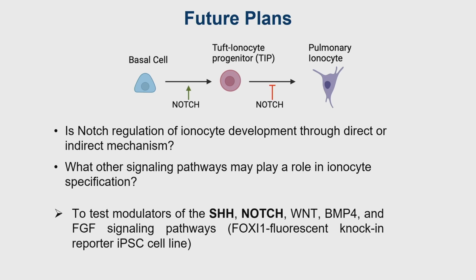And then also, is it sufficient by itself, right? If it's not direct, what other signaling pathways may be involved, and what combination of pathways could potentially yield the best results? To do this, we are planning to test the sonic hedgehog, Wnt, notch, FGF, and BMP pathways using our newly generated FOXI1 fluorescent knock-in iPSC reporter cell line. With this, we're hoping to do a semi-high-throughput test to see how various activators and inhibitors of these pathways affect ionocyte differentiation.